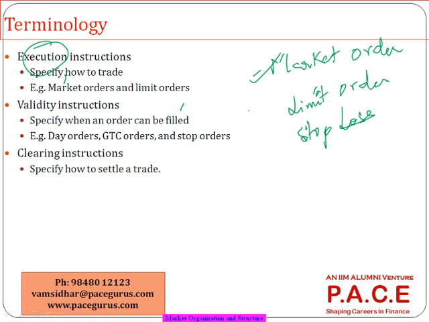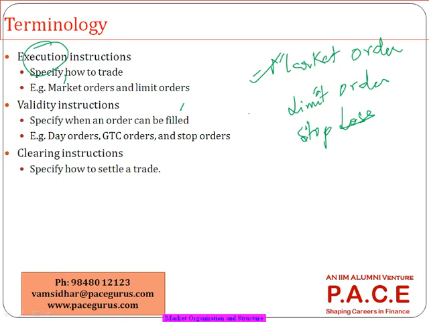Then there are some instructions in the market which talk about the validity. How long should this order be valid? You have placed a limit order. See, a market order gets executed immediately. But a limit order only gets executed when the stock price falls below a particular price. So what is the validity period for that? Is it during the day?